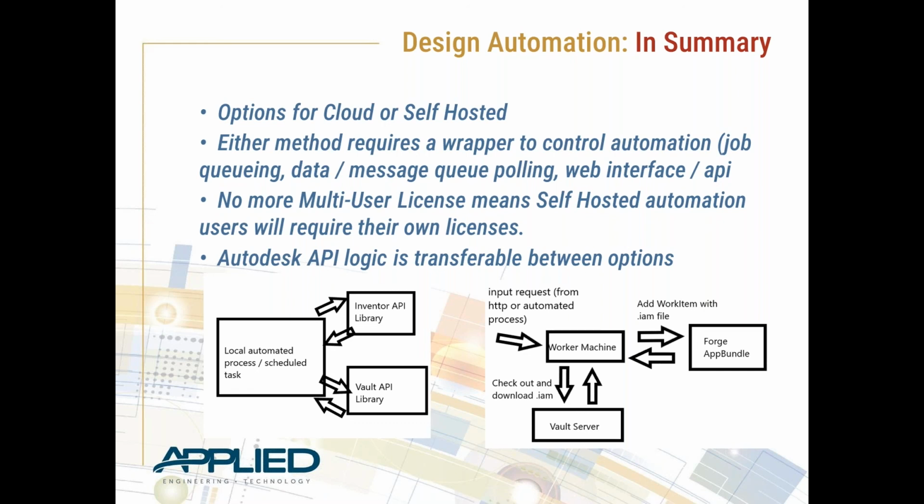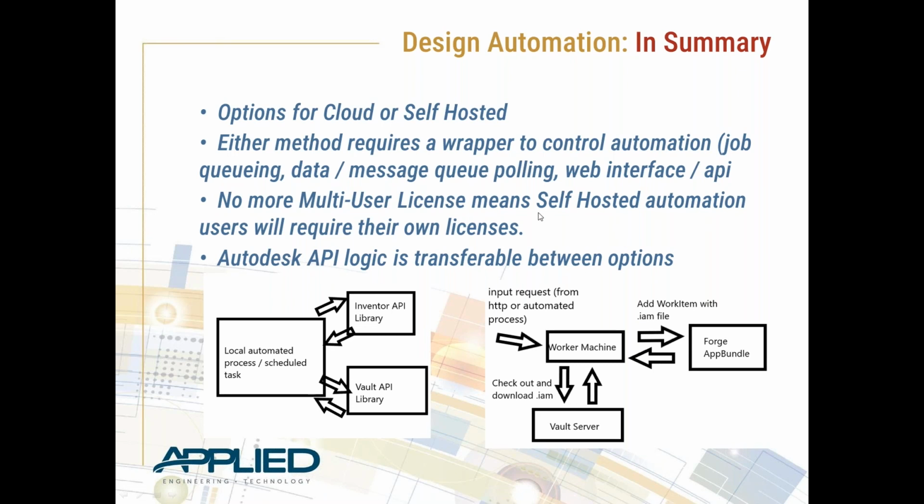Autodesk's getting rid of the multi-user license. So any self-hosted automation users will need their own licenses. They can't just pull one of the free ones as needed. That kind of creates a hiccup. Their philosophy was you're no longer an ID, you're a human, except when we're doing automation. We are using IDs and not humans, but it's just something we'll have to deal with.